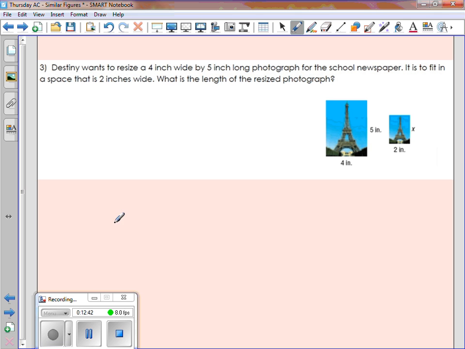In our next example, number 3, Destiny wants to resize a 4-inch wide by 5-inch long photograph for the school newspaper. It is to fit in a space that is 2 inches wide. How tall, or what will the length be of this photograph? Okay, 4 inches wide, 5 inches long. So I'm going to put wide over long. My first photograph is 4 inches wide over 5 inches long. My second photograph is 2 inches wide, and we don't know how long that's going to be.